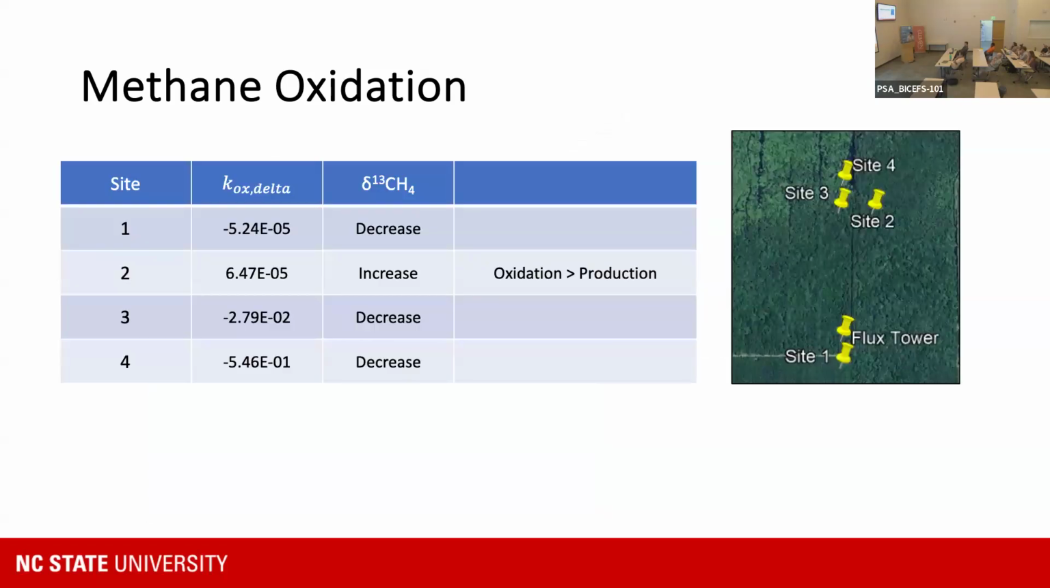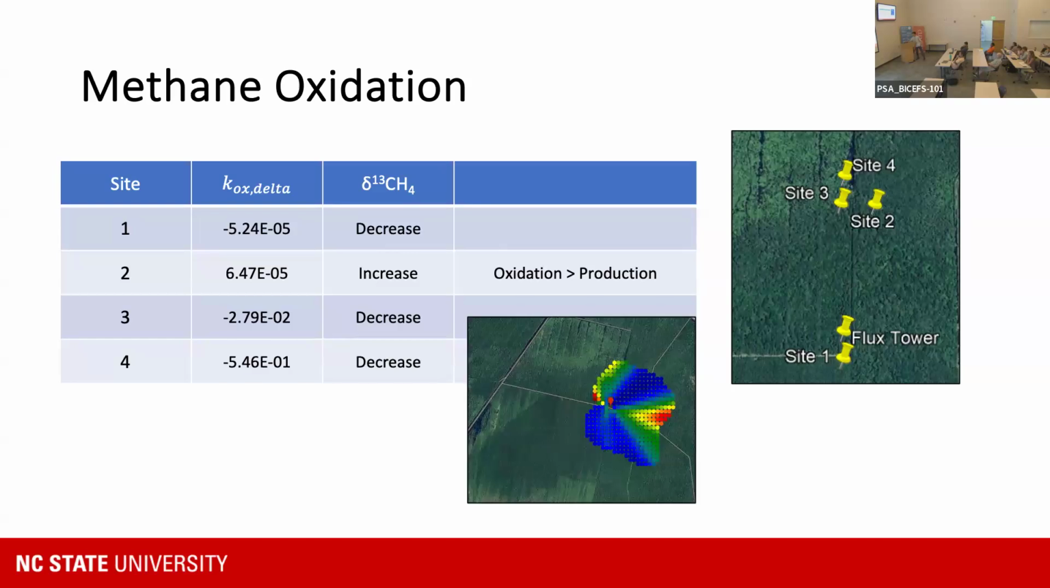So here's a very simplified look at what that looks like. That second column there, K, that's just the reaction rates, showing how fast the methane is being either produced or consumed. And the main thing to just know about this is that a positive reaction means that there's more oxidation happening than production. And that's what we're seeing here with site 2 quite consistently.